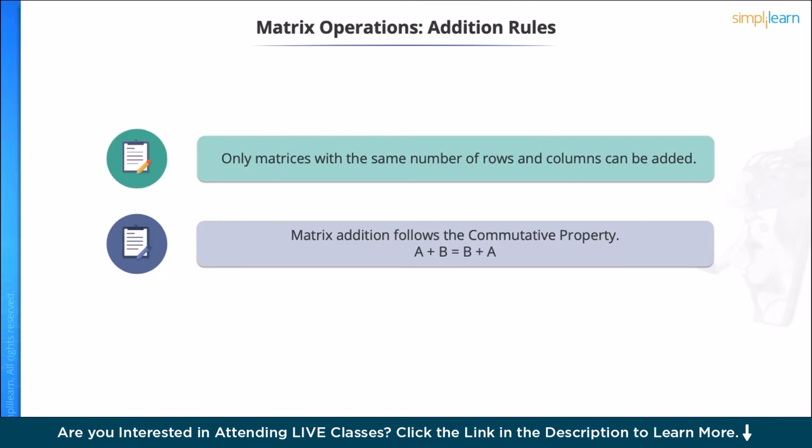Addition rules. Only matrices with the same size can be added. That is, the 2 matrices should have same number of rows and same number of columns. Matrix addition follows commutative property. That means A plus B is equal to B plus A.